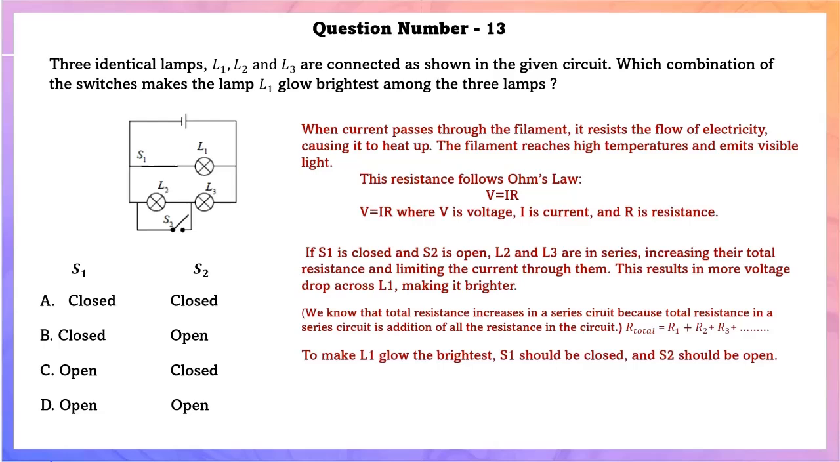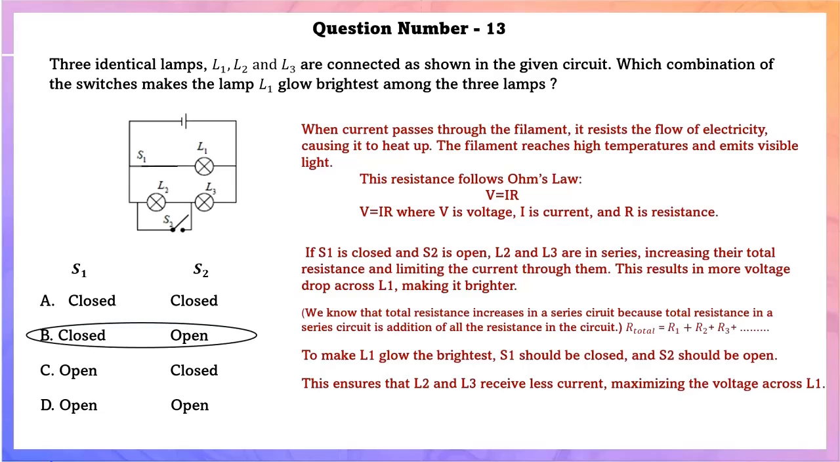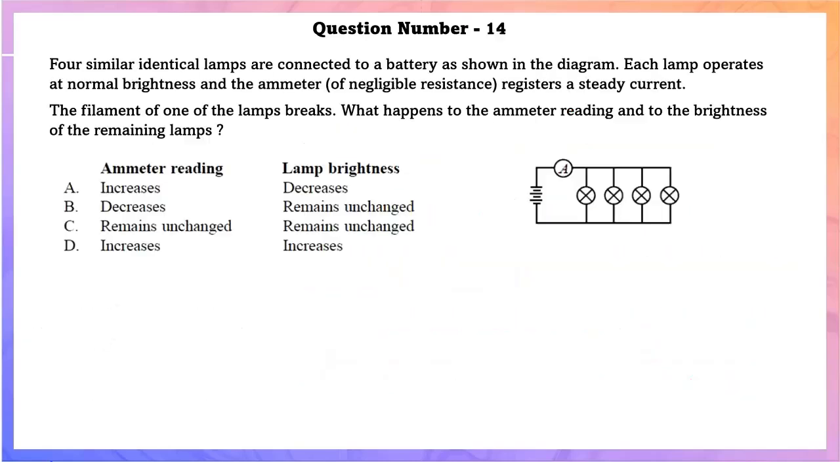To make L1 glow the brightest, S1 should be closed and S2 should be open. This ensures that L2 and L3 receive less current, maximizing the voltage across L1. So the correct option is the B option. S1 should be closed and S2 should be open.